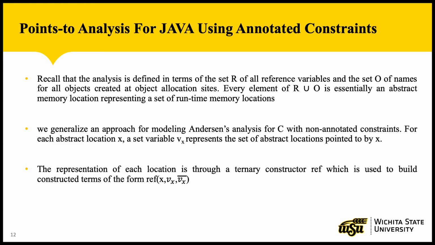In this slide, we will be discussing points-to analysis for Java using annotated constraints. In the previous analysis, we defined the set R of all reference variables and the set O of names for all objects created at object allocation sites. Every element of R union O is essentially an abstract memory location representing a set of runtime memory locations. Here we generally follow the approach of Andersen's analysis, but using annotated constraints. For each abstract location x, a set variable Vx represents the set of abstract locations pointed to by x.